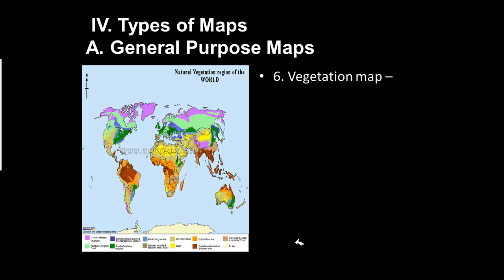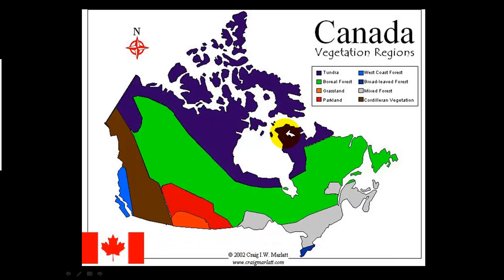Now this is another type of special purpose map, the vegetation map. What it does is show the different types of plant life, and that one is kind of self-explanatory. This is a graphic and up-close map of Canada, reflecting the different types of vegetation that grow in Canada: tundra, boreal forest, grassland. We see the different colors, and looking down at the map, it appears that the boreal forest is the largest vegetation region in Canada.